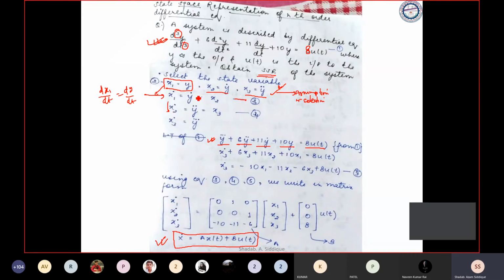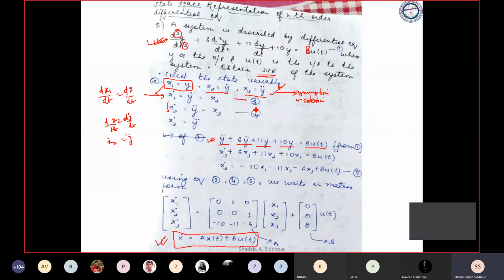So x2 dot, you can see, if you differentiate x2, what will happen? We have x2 is equal to y dot. If you differentiate both sides, this will become d by dt, and this is also d by dt. So this will give you x2 dot, which is equal to y double dot. So that is nothing but x2 dot is equal to y double dot. What is y double dot? Y double dot is equal to x3. So I have just replaced x3.